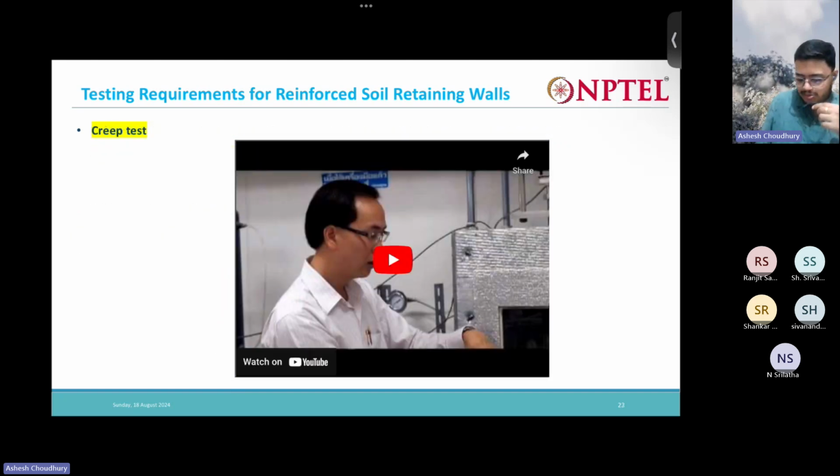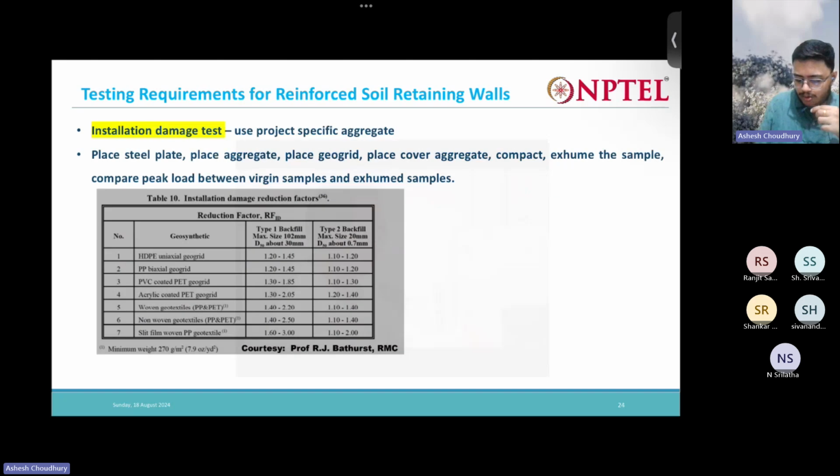So first we saw the creep test. Similarly, one more test, the installation damage test, is done. We use the aggregates that are going to be used in the field. We place the reinforcement with those aggregates and do the test. Then we exhume the sample and see how much strength it retains. We keep on testing like this.